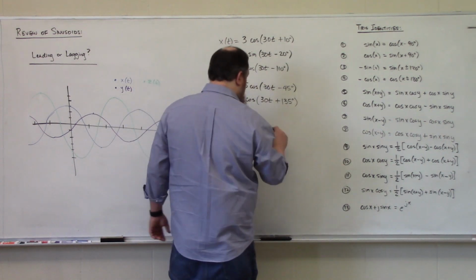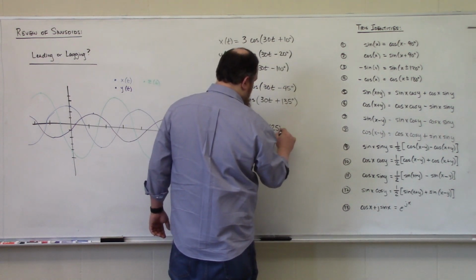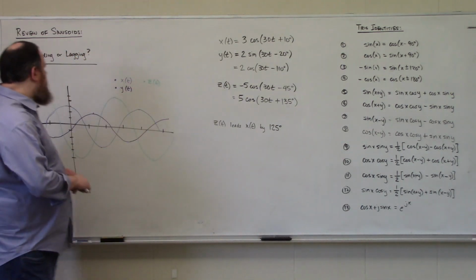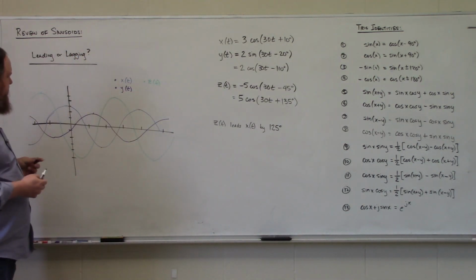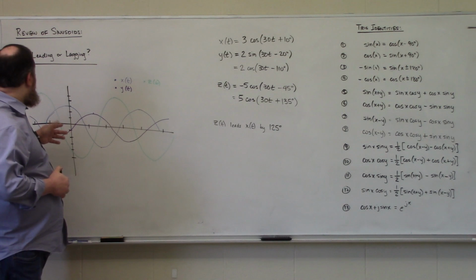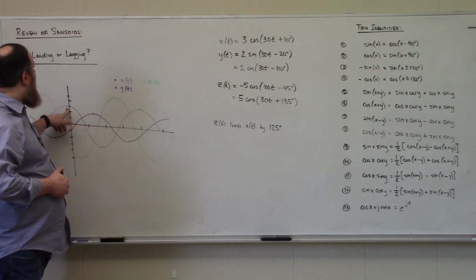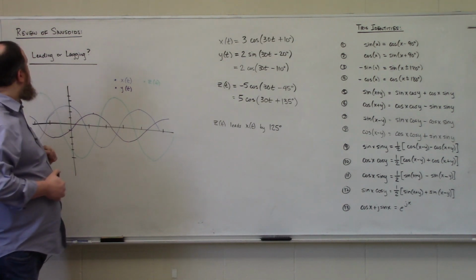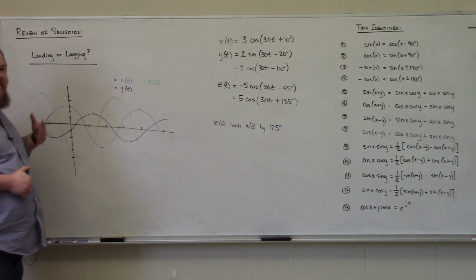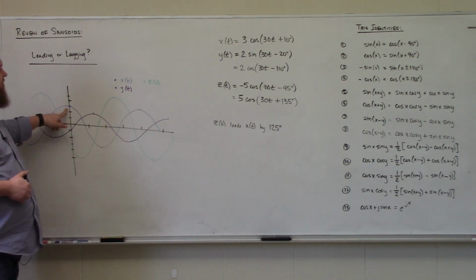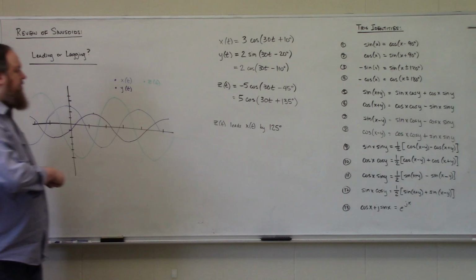135 minus 10 is 125 degrees. Alternatively, and this is just a different way of looking at things, we could say that the blue curve, x of t, is lagging z of t by that same amount because this peak occurs in time later.